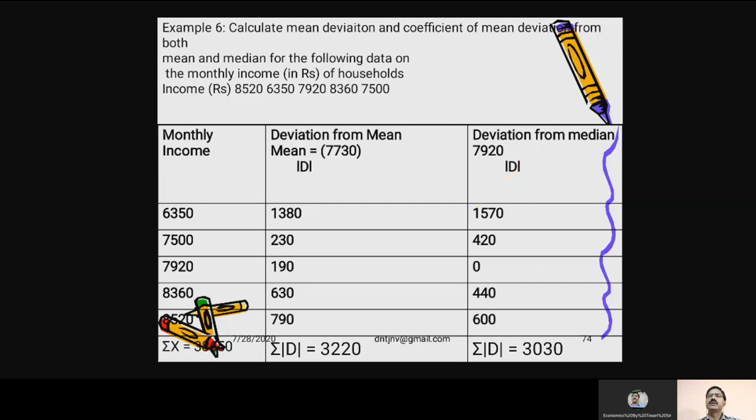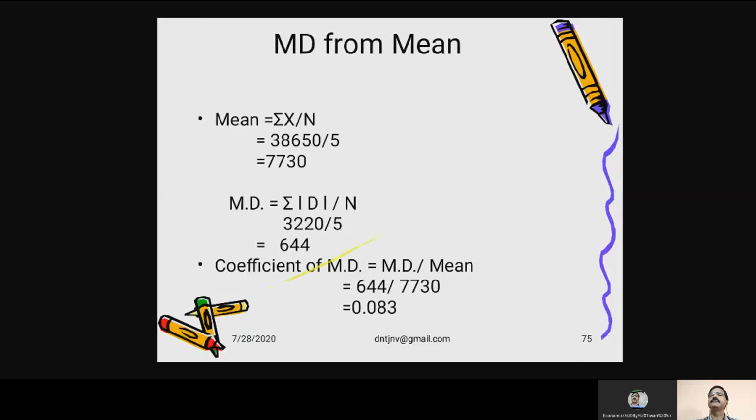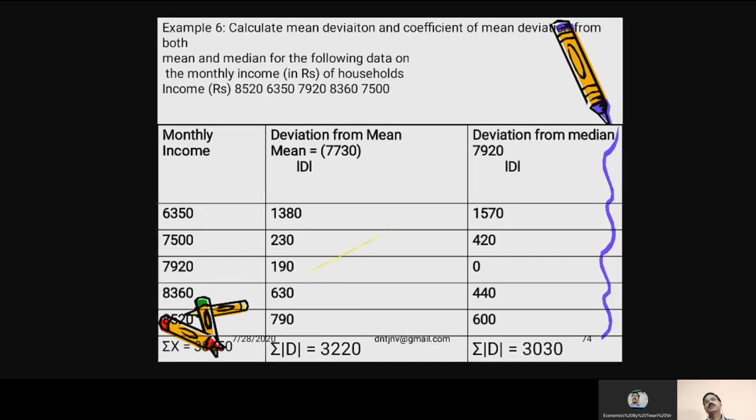We can find out deviation from mean, we can find out deviation from median, and of course we can find out deviation from mode. No problem at all. So here we see monthly income is given as 8520, 6350, 7920, 8360, 7500. These are the data given before us. Now find out X bar.